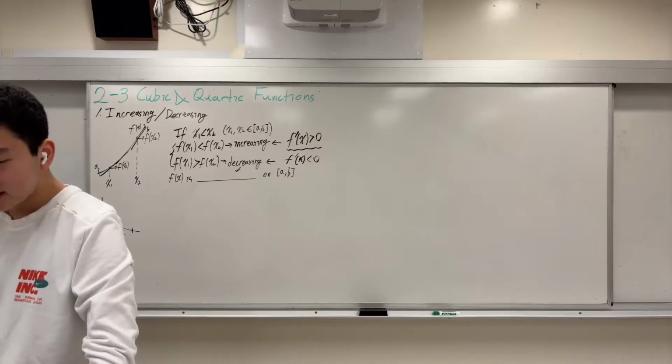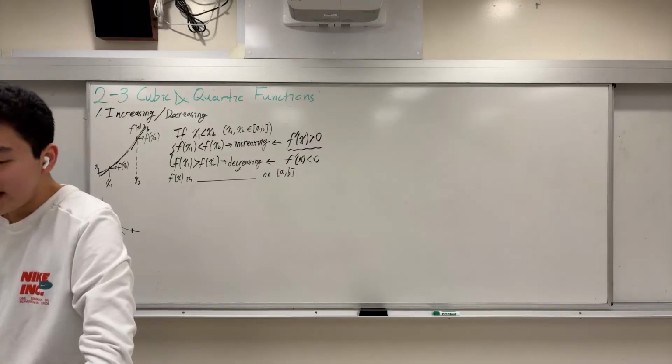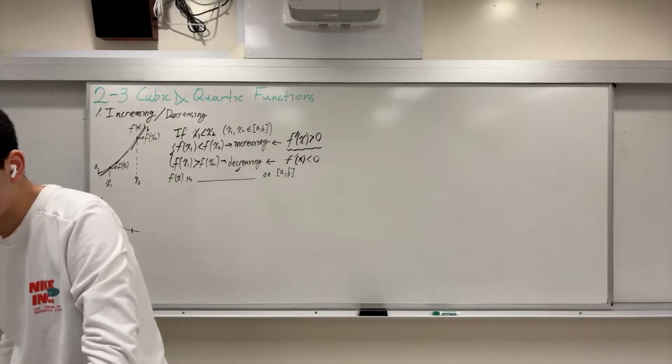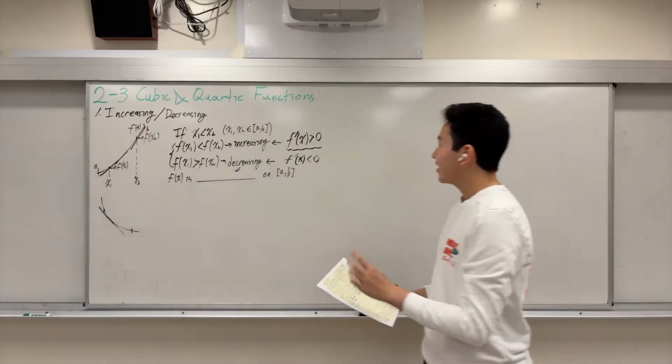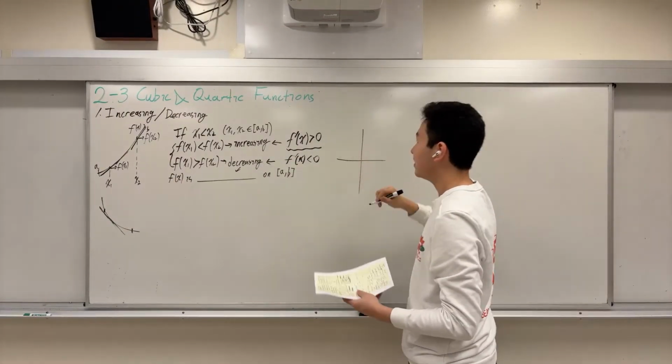It says that the converse statement can be false. For example, x cubed increases on the set of all real numbers, but f prime of 0 equals 0. So just keep in mind that things can get a little bit finicky when the derivative actually equals 0.